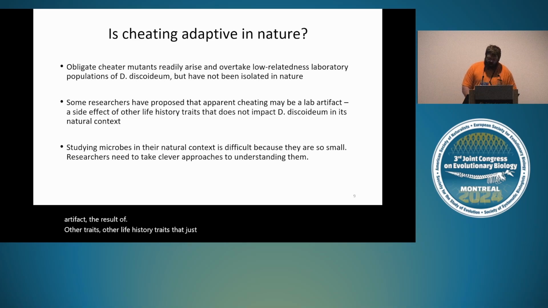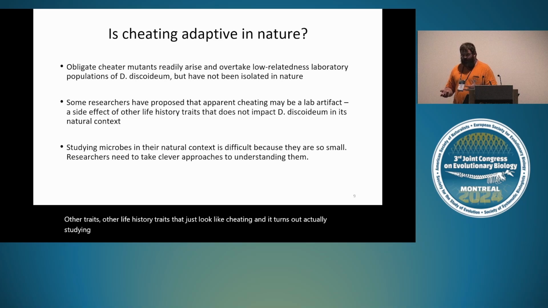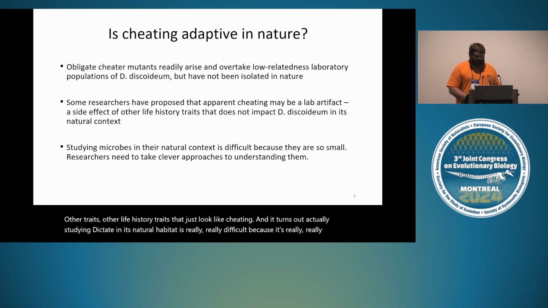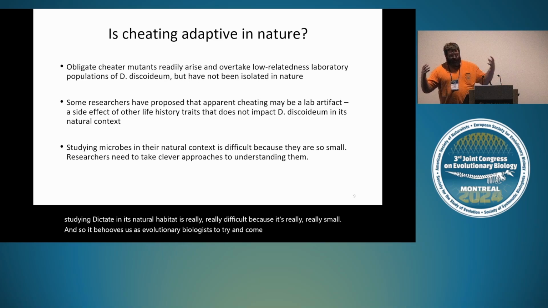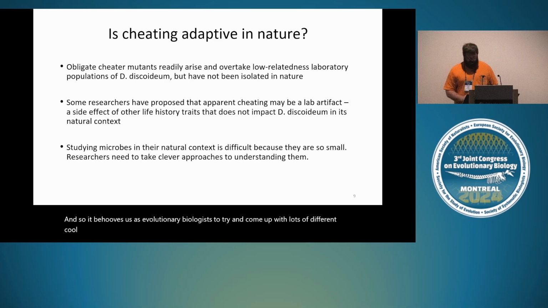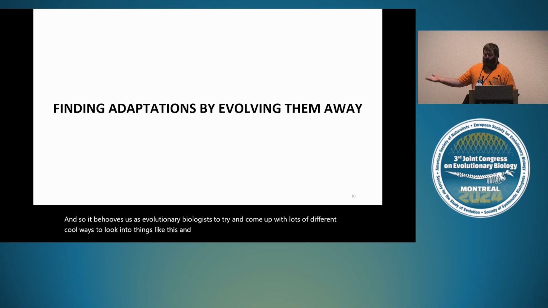And it turns out actually studying Dicty in its natural habitat is really, really difficult because it's really, really small. And so it behooves us as evolutionary biologists to try and come up with lots of different cool ways to look into things like this. And so that brings me to the purpose of my study, which, again, is finding adaptations by evolving them away.